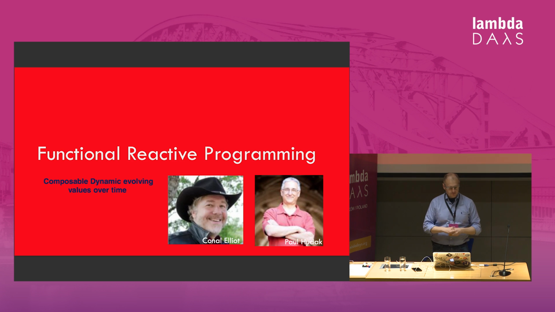But then we have all three words put together, which is the topic of today. And this is a talk about a paper by Conal Elliott and Paul Hudak that was written 20 years ago. And it's about composable, dynamically evolving values over time, right? Which means you get values that vary over time, avoiding mutable state. Really, the idea of functional reactive programming is to integrate time flow and compositional events in functional programming.